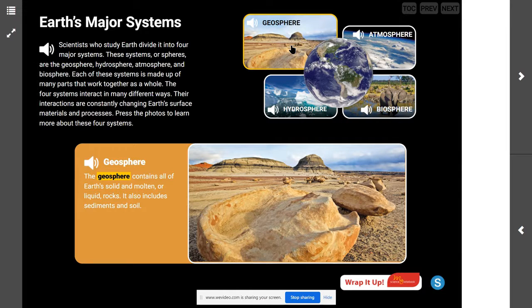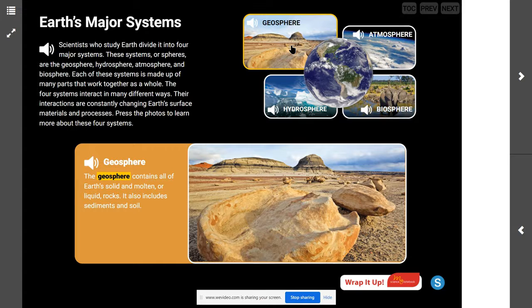When you get to your wrap-it-ups today, you are going to need to classify these four systems. If you had water in a pool, which system would that belong to? Pebbles on a beach, which sphere would that belong to? A bee visiting a flower, which sphere does that belong to? And the oxygen that one might breathe, which sphere or system does that belong to?